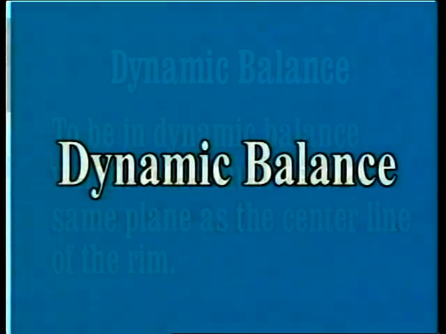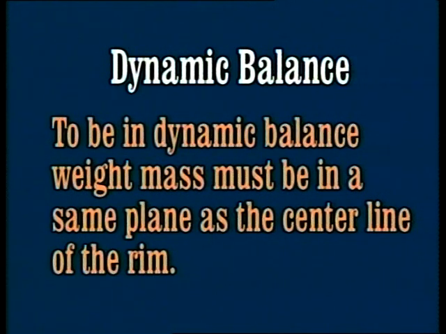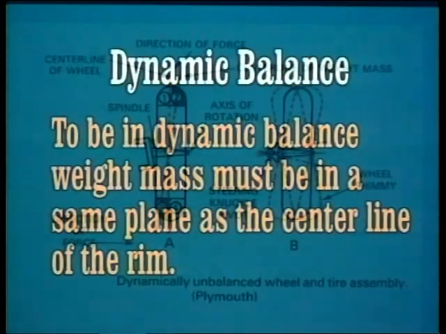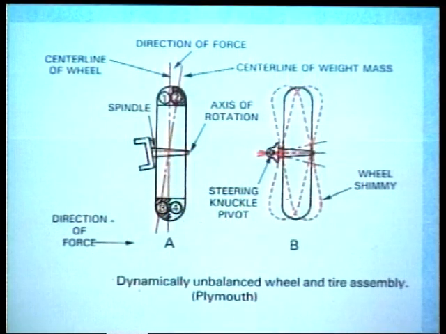Dynamic balance. To be in dynamic balance, the weight mass must be in the same plane as the center line of the rim. The figure shows a wheel and tire assembly that is dynamically unbalanced. Here the weight mass center line fails to coincide with the plane of the wheel center line. When the wheel rotates, centrifugal force attempts to force the weight mass to align with the wheel center line. Since the direction of the force is one way on one side of the assembly, it causes the wheel to shimmy as shown in the figure.